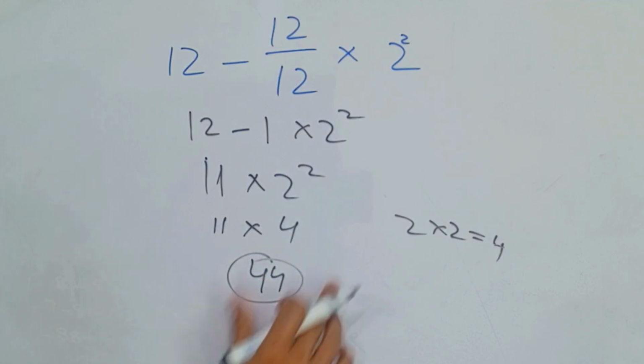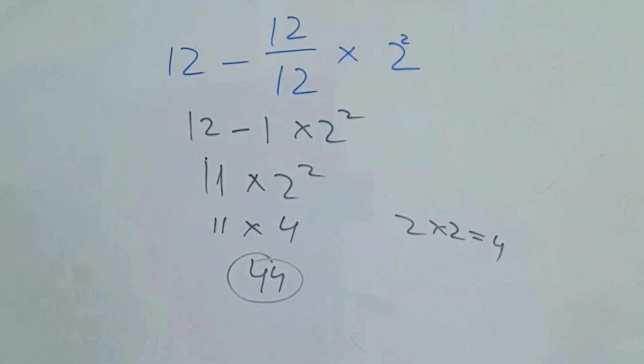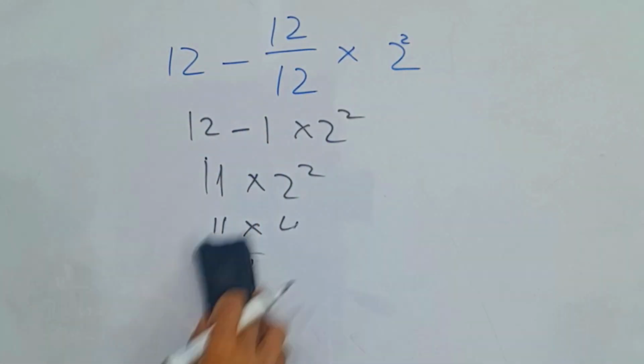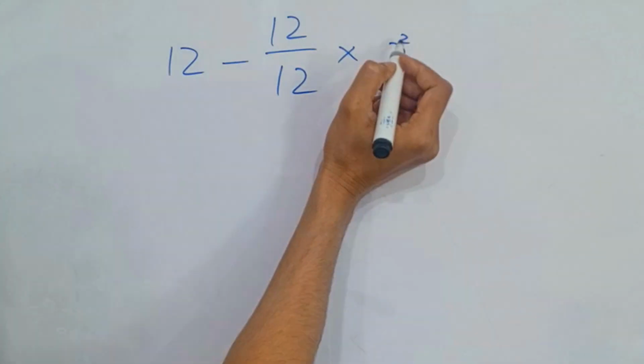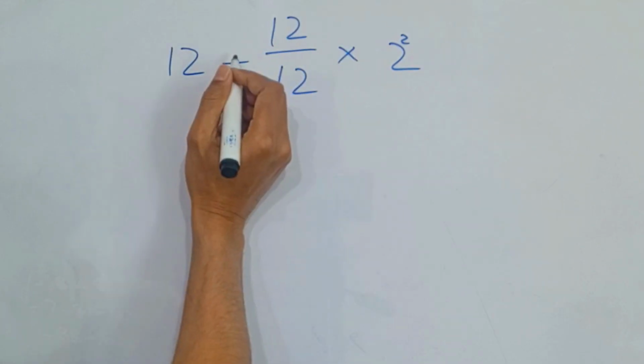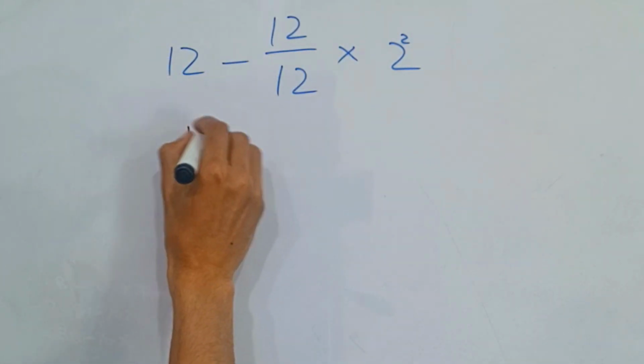But this is not correct. Why? Because exponent first, then multiplication, then subtraction. So follow the order of operations. We use the PEMDAS rule. So exponent first, then multiplication from left to right, then addition and subtraction from left to right. So now let's solve this again.